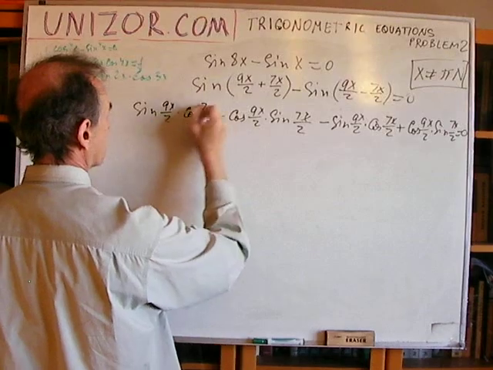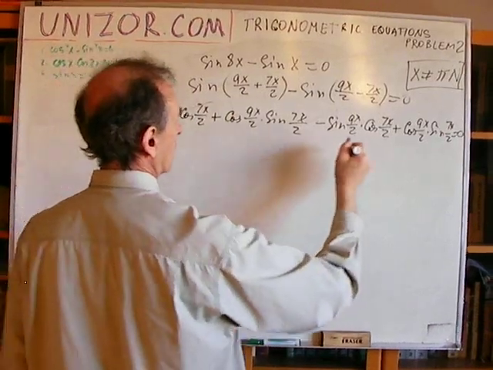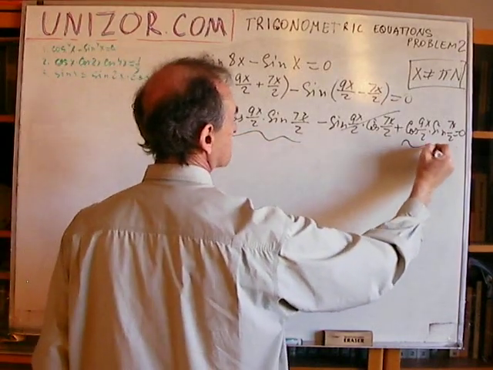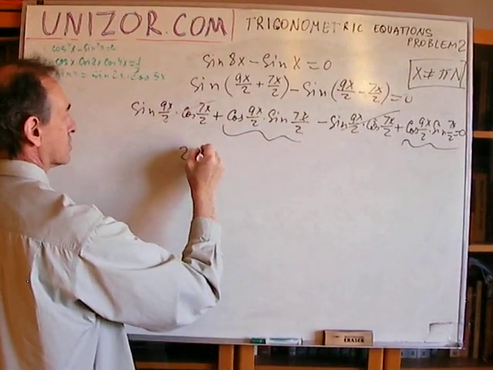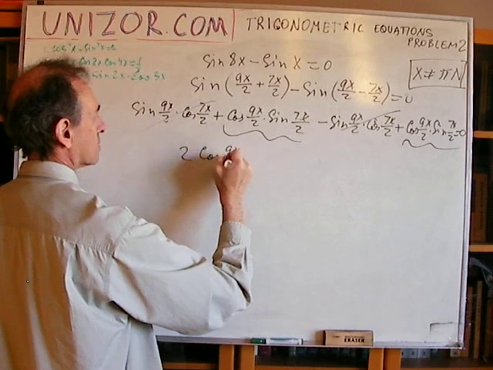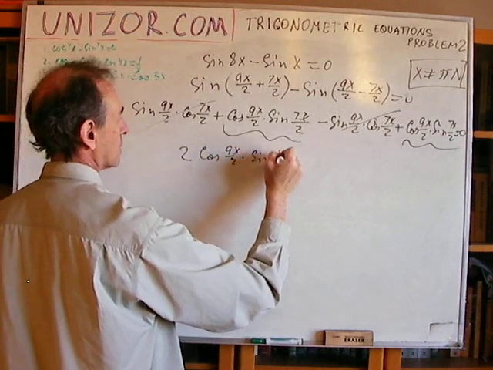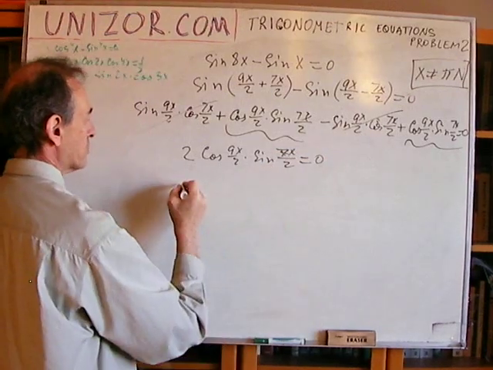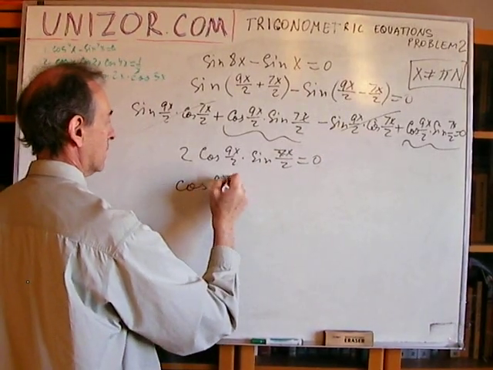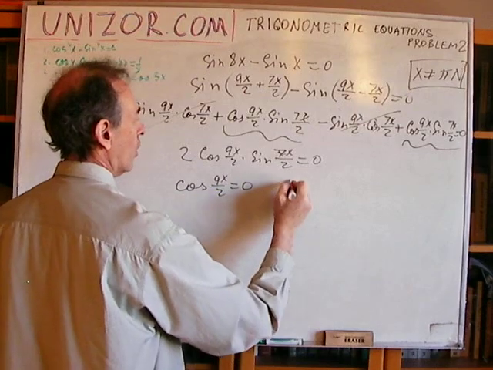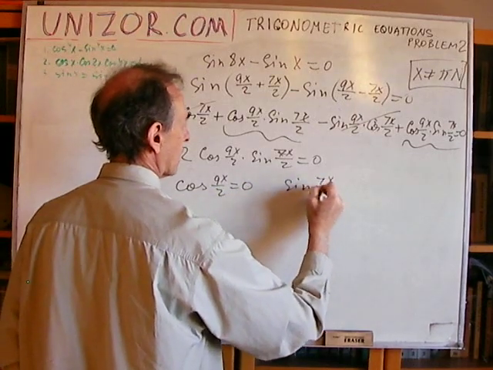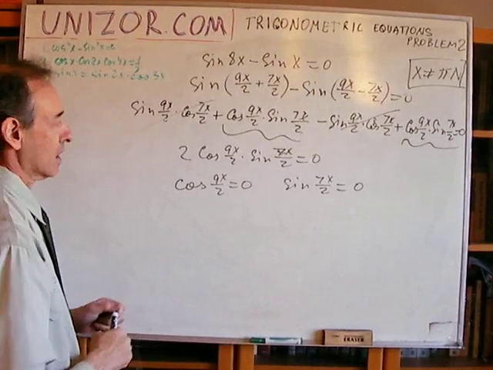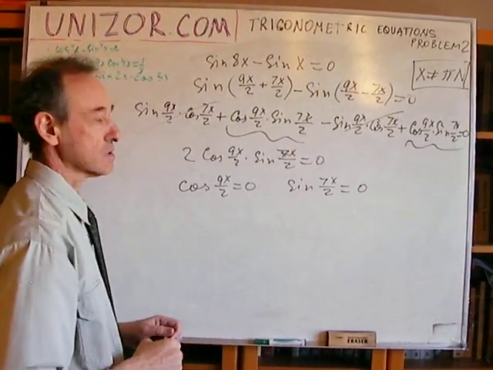And this thing is reduced, so I have only this, which is the same as this. So it's 2 cosine 9x over 2 sine 7x over 2 equals to 0, which means either cosine 9x over 2 equals to 0 or sine 7x over 2 equals to 0. So let's check what solutions to this and this.